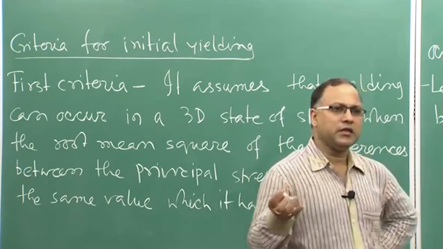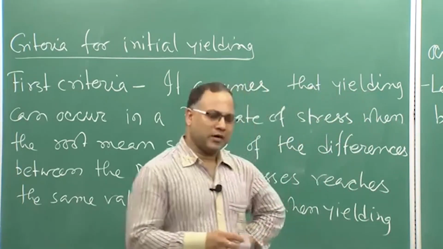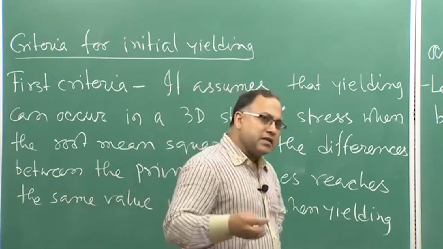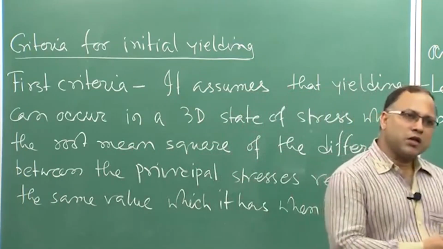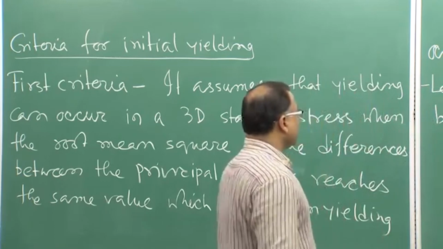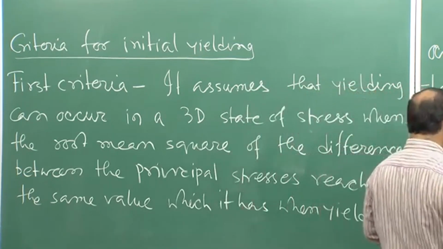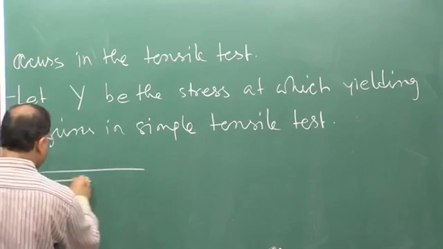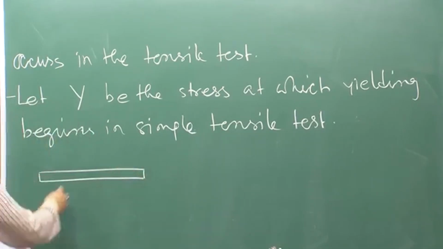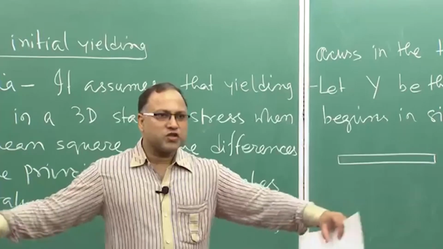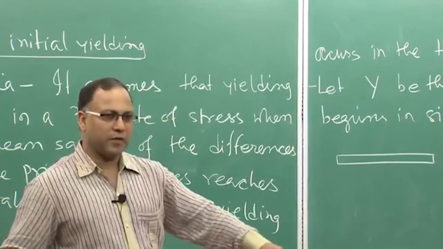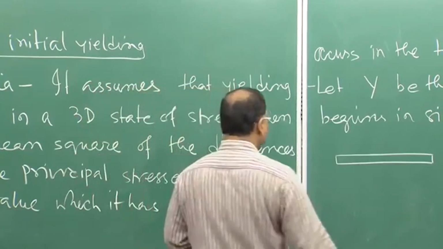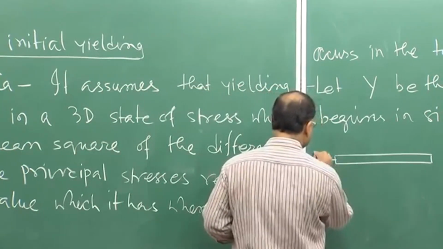I think you might have done that in your undergraduate, a simple tensile test of a steel rod or an aluminum rod or whatever. Now, in a simple tensile test, what we generally do in the lab is take a rod, a one-dimensional member of a particular material, and apply tensile stress.